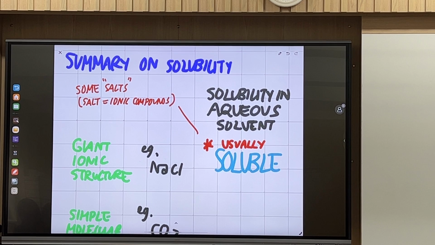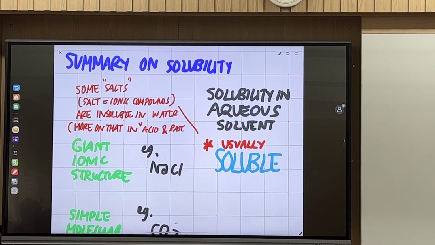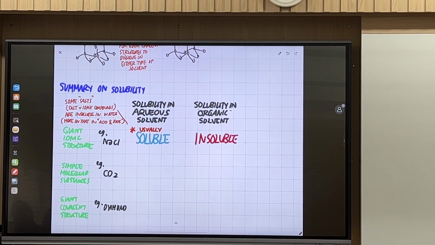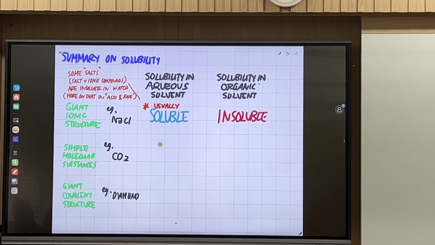Okay? So some salts or some ionic compounds are insoluble in water. More on that in the acid and base chapter, which you will learn in Form 5. So don't worry about them now, just remember general facts, most are soluble. Then we have simple molecular substances. They are the reverse, the solubility. It is insoluble in water.